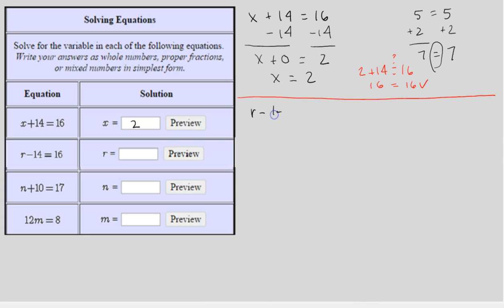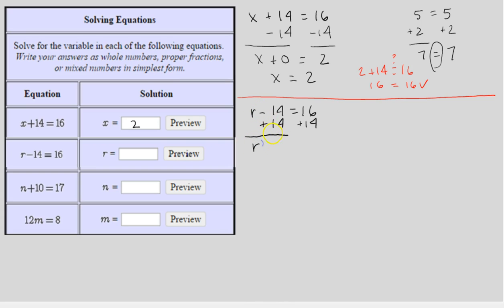r minus 14 equals 16. So here we have an amount subtracted from our unknown letter r, and we want to find this amount. So to undo subtracting 14 from this side, we want to add 14 to the left-hand side, and I'm lining it up with the minus 14 so they'll line up to subtract, and also to the right-hand side of the equation on the other side of the equal sign.